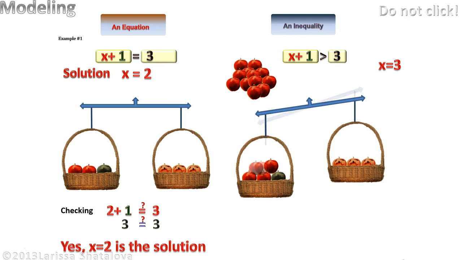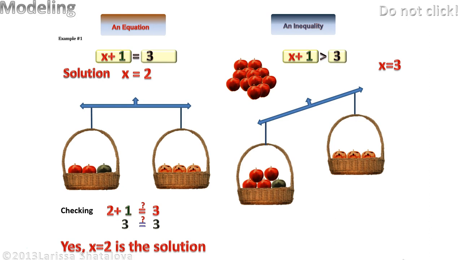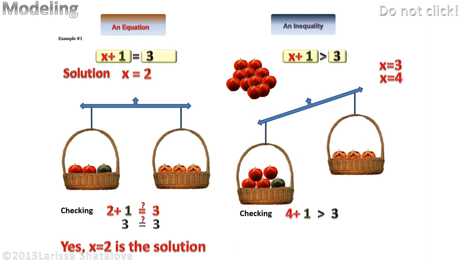Now let's add one more apple to the left basket. Now we have 4 red apples, so the left side is heavier than the right side. Now let's replace 4 red apples by x, and now it looks like x equals 4. Checking. Let's replace our x by 4 apples. As you see, the right side is lighter, or we can say the left side is heavier. Now let's check algebraically, replacing x by 4. 4 + 1, is it greater than 3 or not? Sure it is. So we can say that x = 4 is a solution.